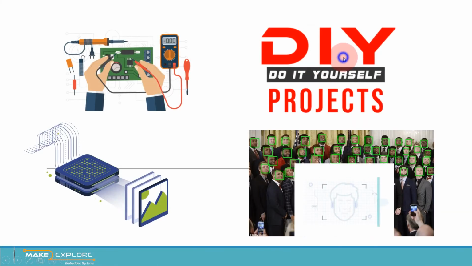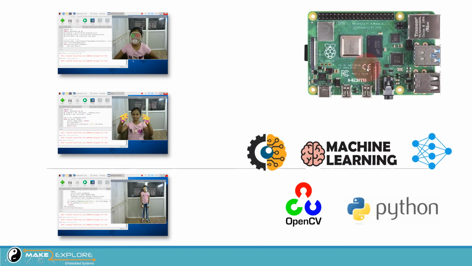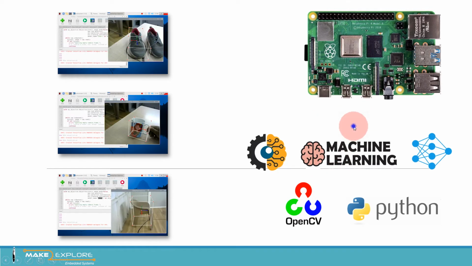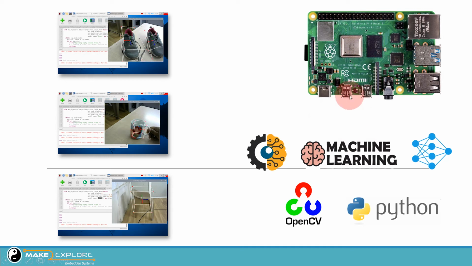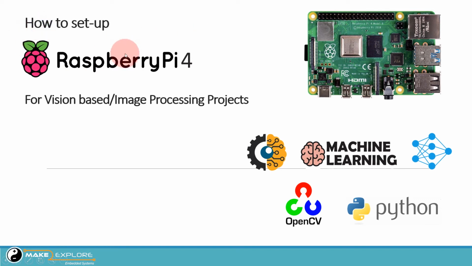In our upcoming videos about DIY projects, we are planning to try out some image processing, machine learning and computer vision based projects on Raspberry Pi 4. Vision based projects demand more computational power. So to achieve that on Raspberry Pi, we need to do some tuning and tweaking of default Raspberry Pi settings, which will give us the best optimized performance from the Pi. Therefore, in this short tutorial, we are going to see how to configure Raspberry Pi 4 for vision-based projects.